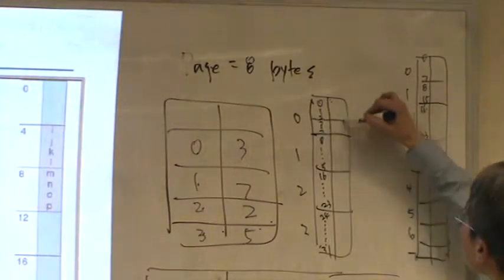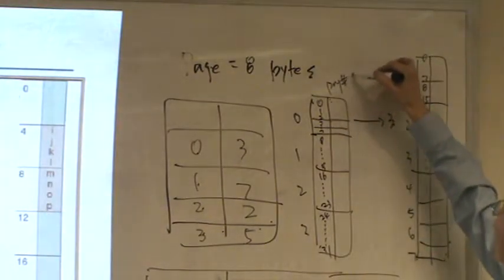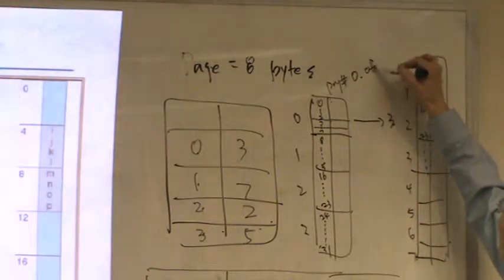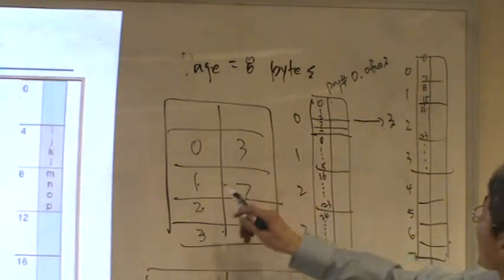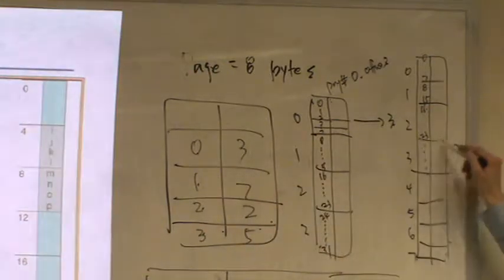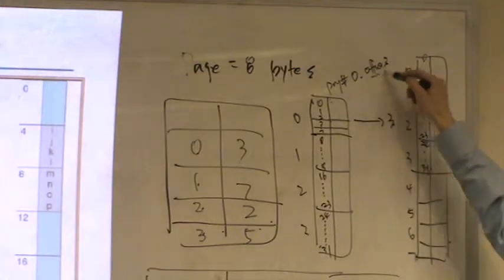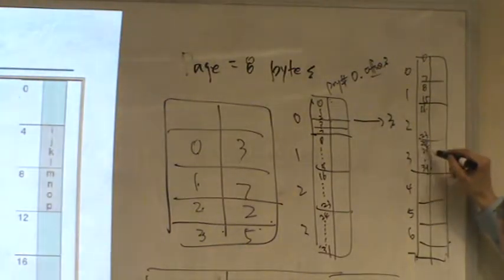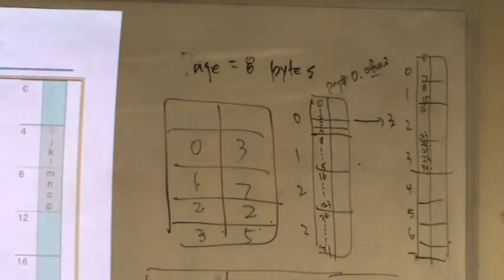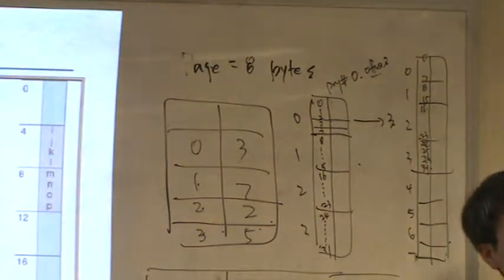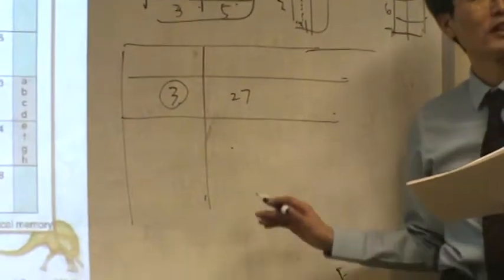That means this one. Logical address 3 means page number 0 and offset 3. So where is page 0? It is frame 3, which is 24 through 31. And what is the offset? Offset 3: 24, 25, 26, 27. So this is going to be 27. Right? Then I don't have to do the others.